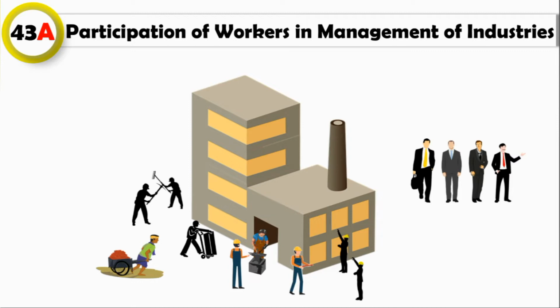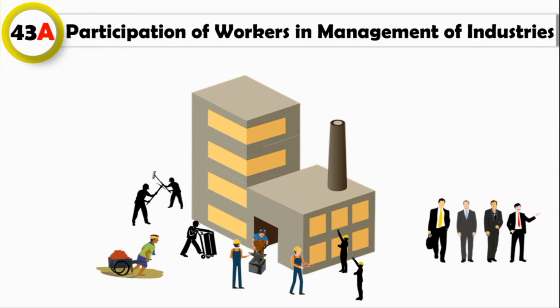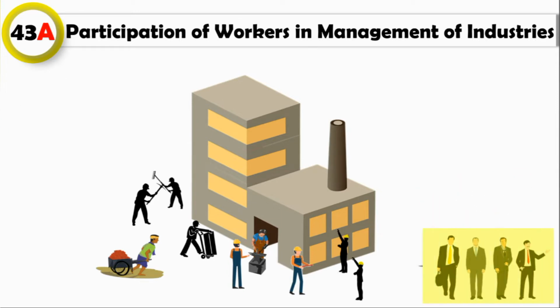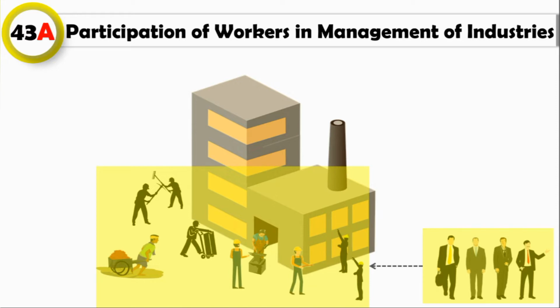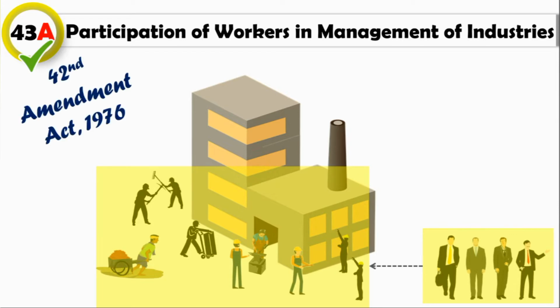But as time progressed, the competition among the industries increased. There was a need of economic development and growth. So for that reason, communication between the management and the workers became necessary for the growth of the industry as well as the workers. And that's why Article 43A got added to our Constitution by the 42nd Amendment Act of 1976.